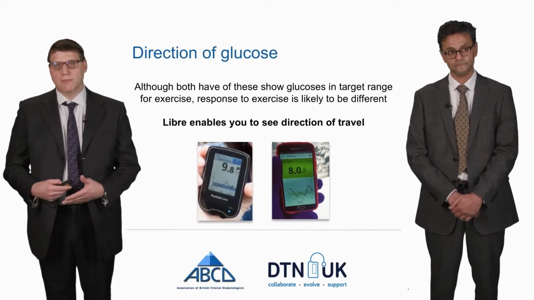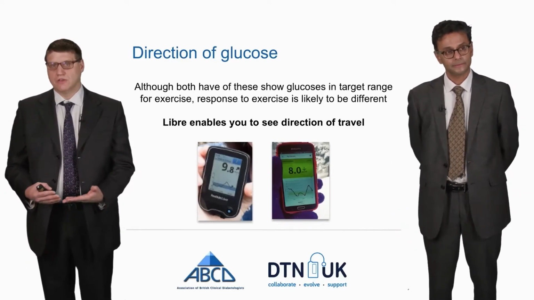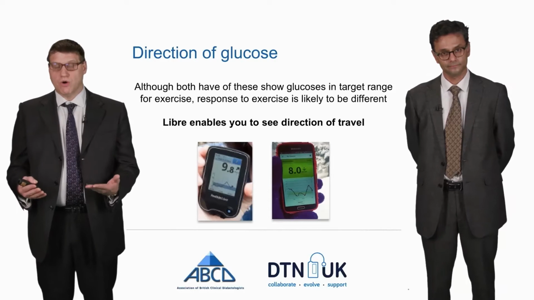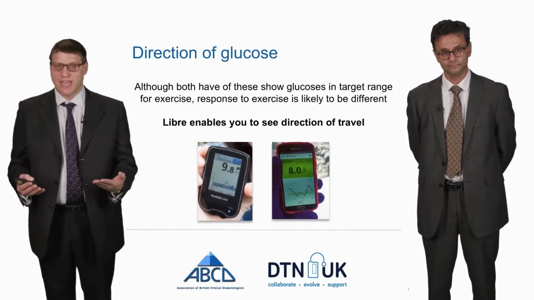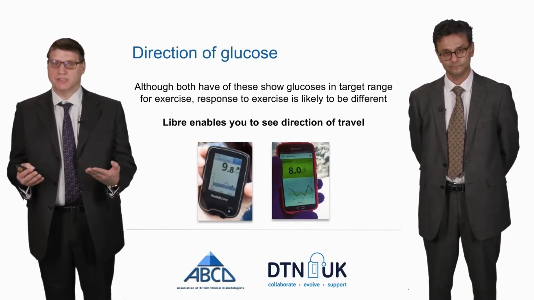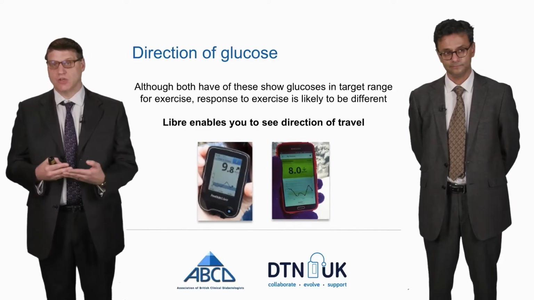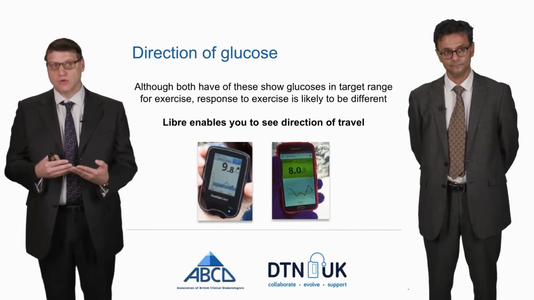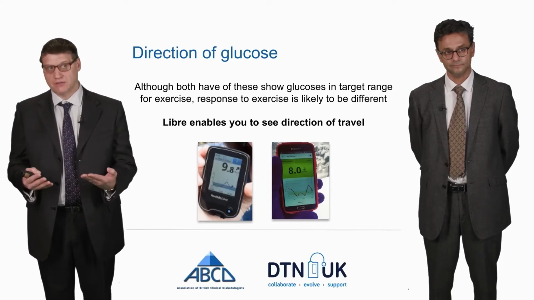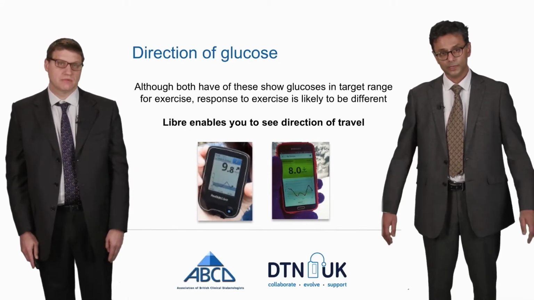So the other thing you need to think about is the direction of glucose. Although you'll get a reading on your machine saying that it's 6 or it's 8, what you need to know is what's happened in the last 15 to 20 minutes to tell you what that means. Is the glucose falling or is it rising? And of course that would make a difference.